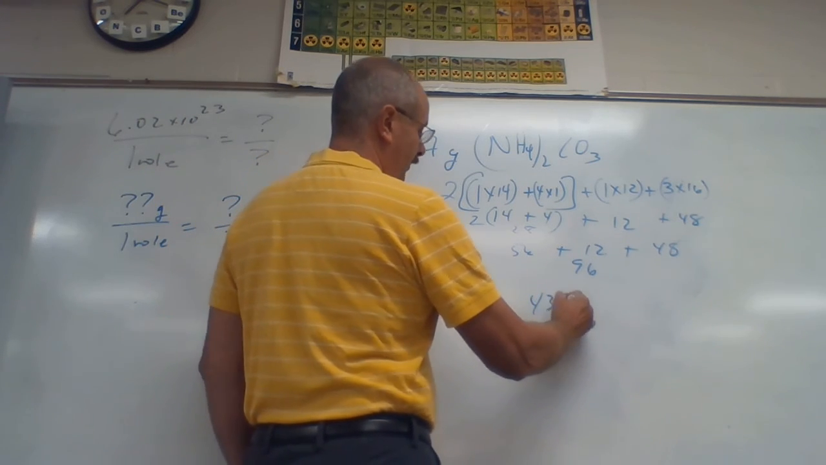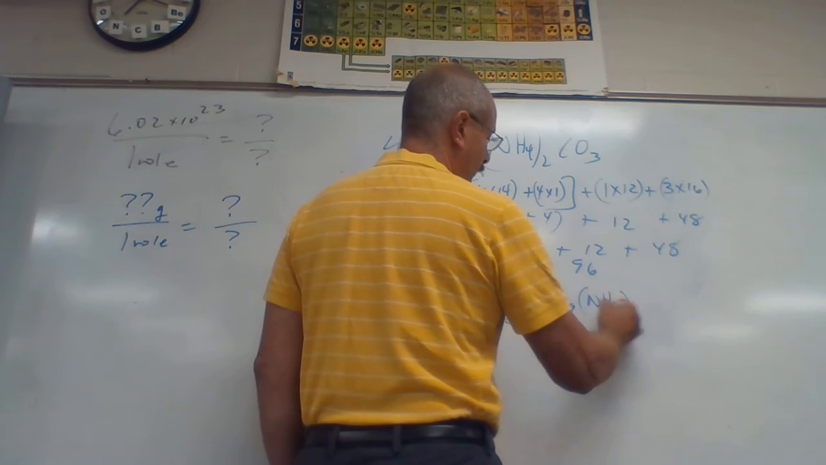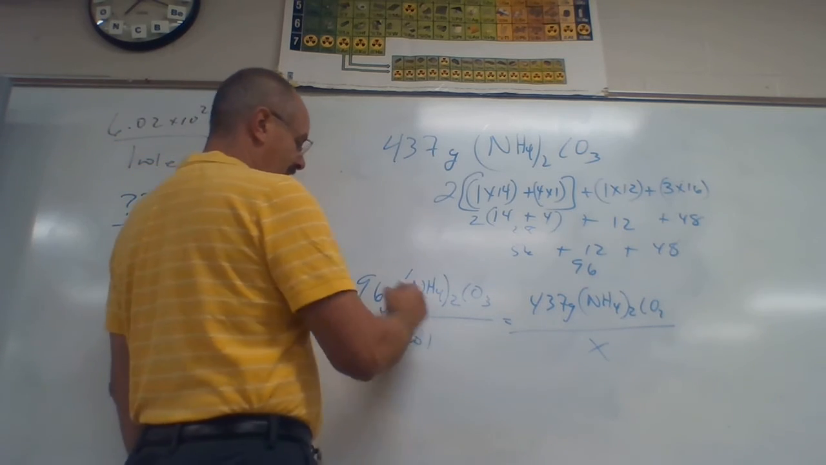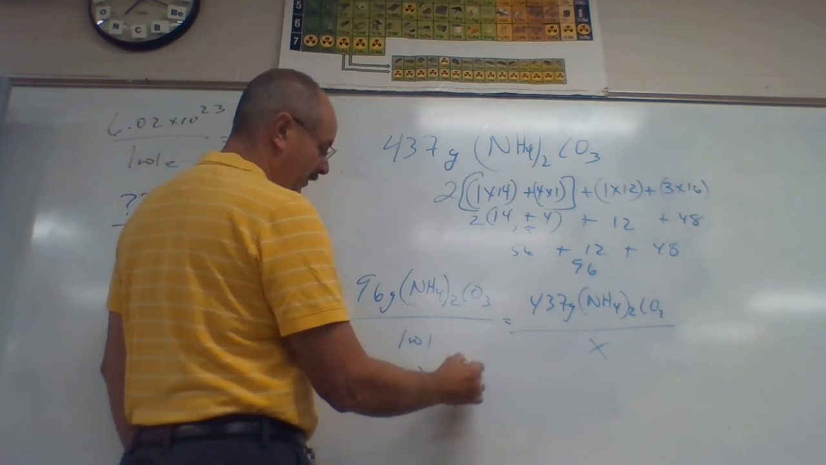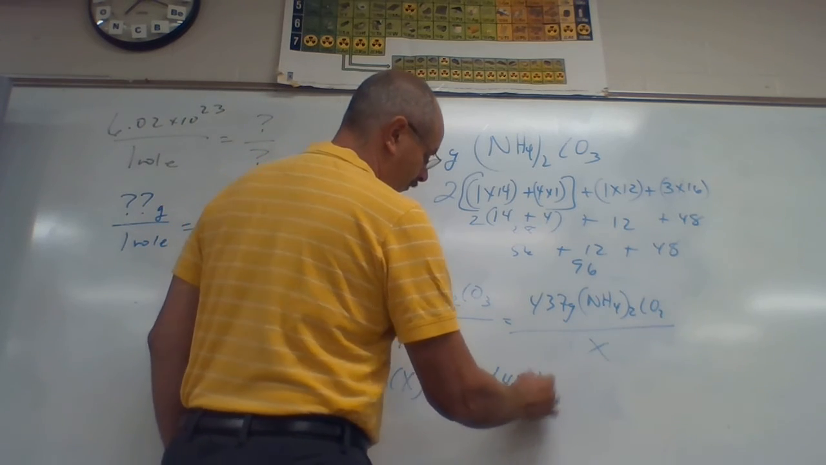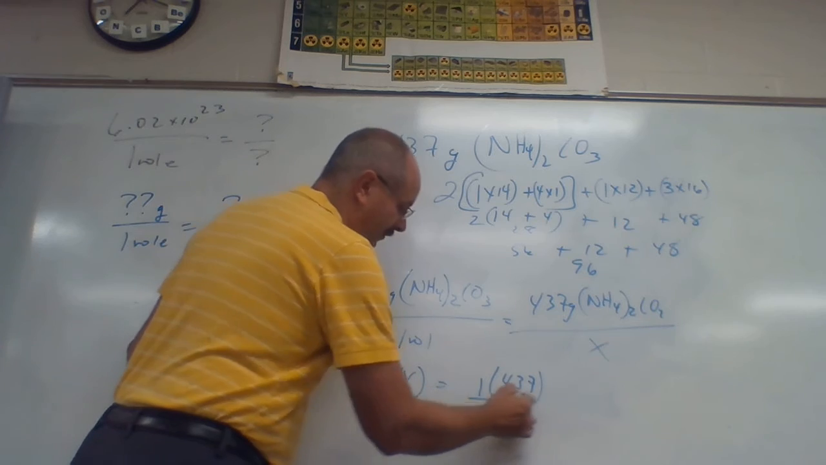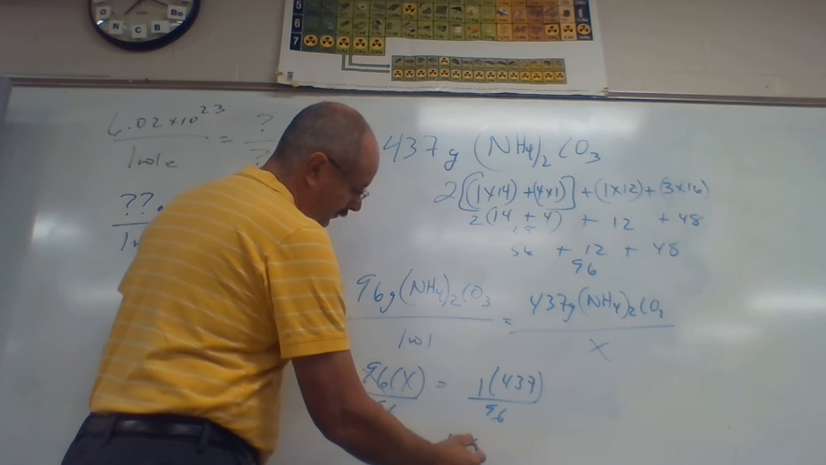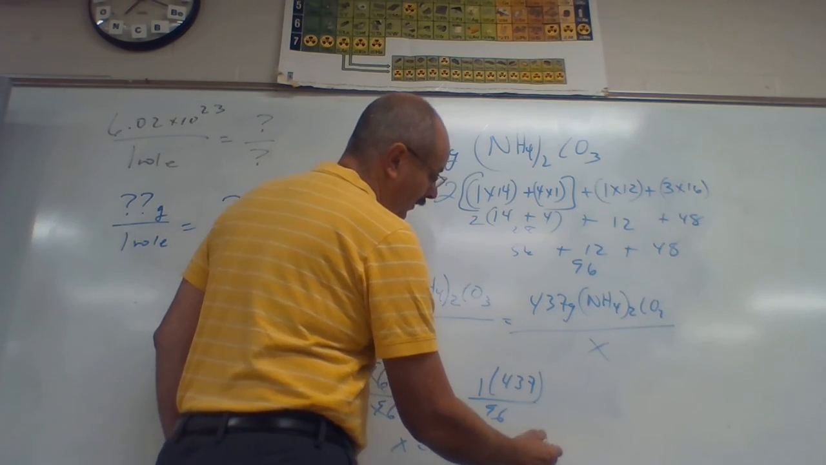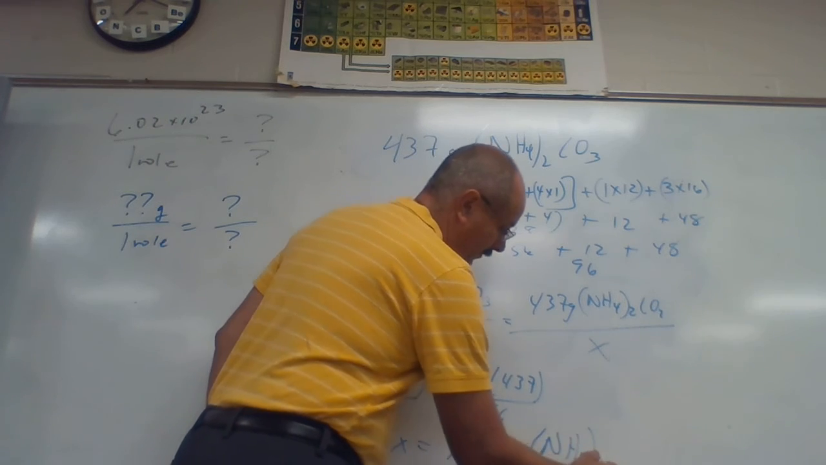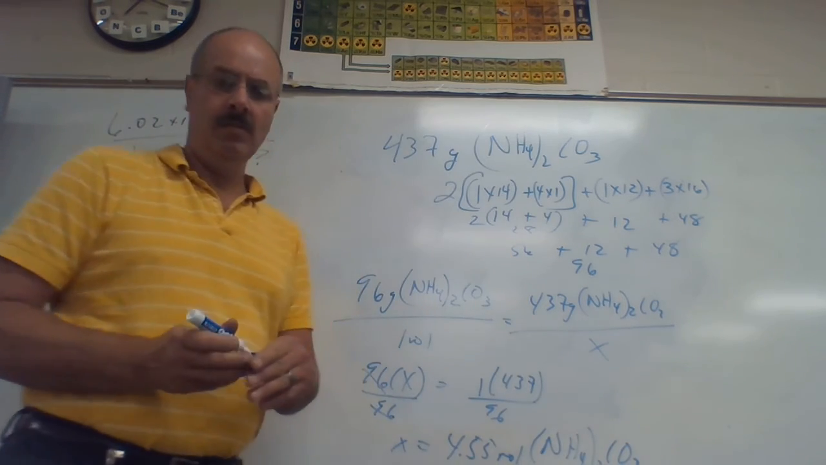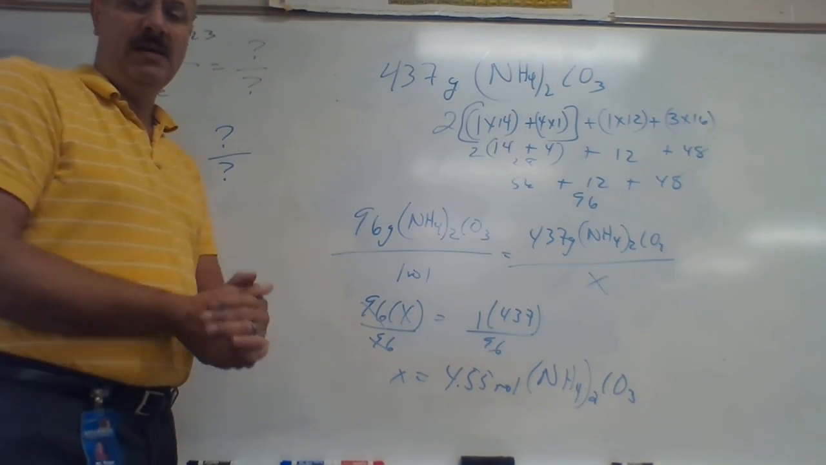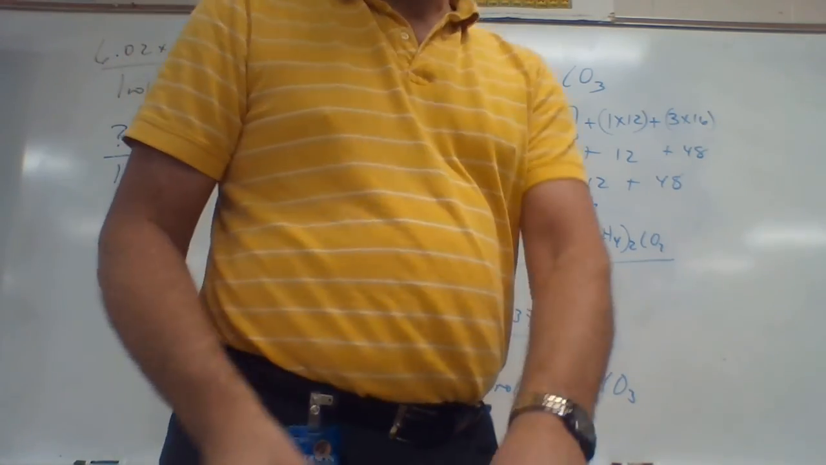Actually, I have 437 grams of (NH4)2CO3, and we want to find out X moles of it. Cross multiply: 96 times X equals 1 times 437. Get X by itself, divide both sides by 96. X ends up equaling 4.55 moles of (NH4)2CO3. Oops, let me move that down, it's not quite on the screen. There's the answer, 4.55 moles. All right, that concludes this. We're going to go on to part number 2 to do the last one because I'm out of time.